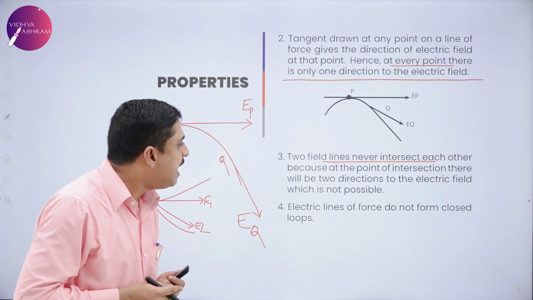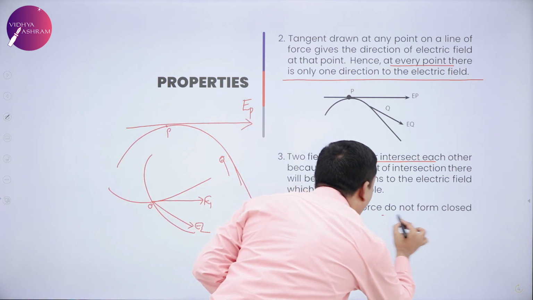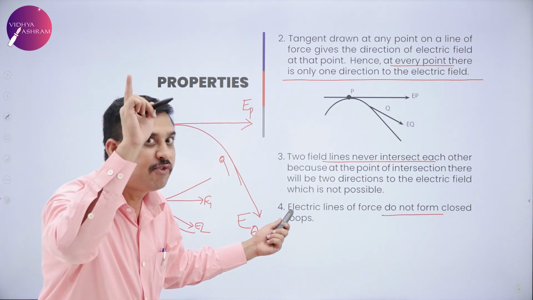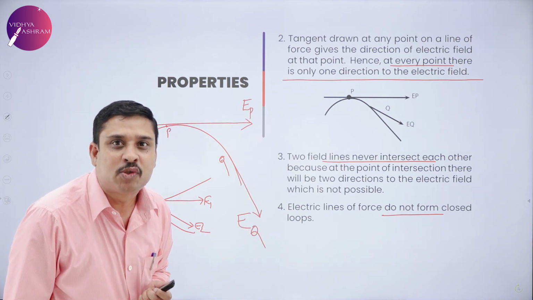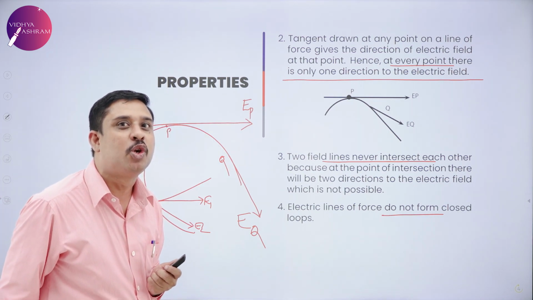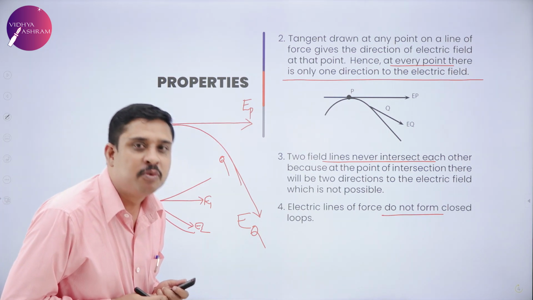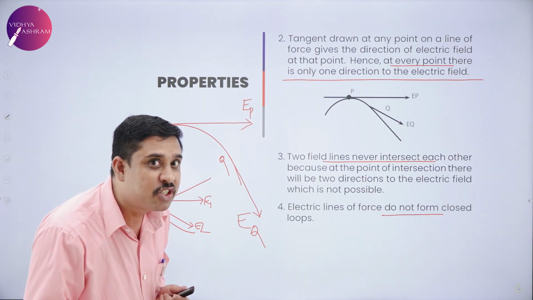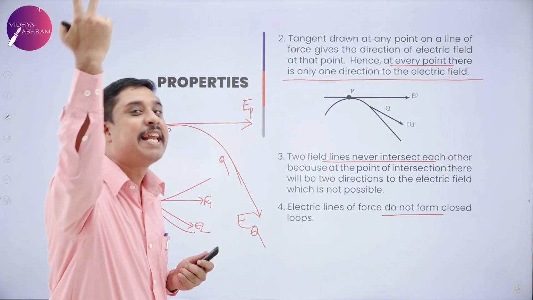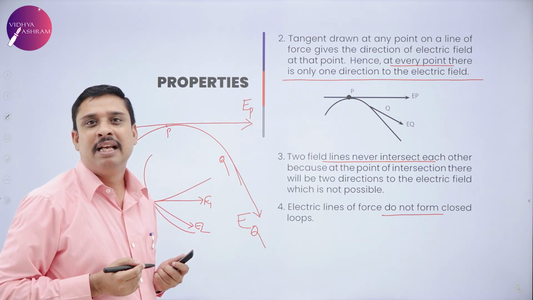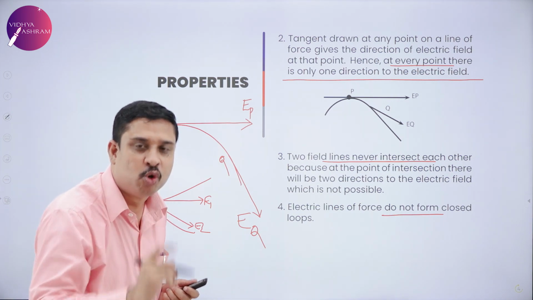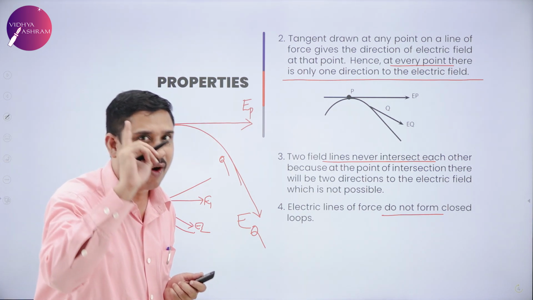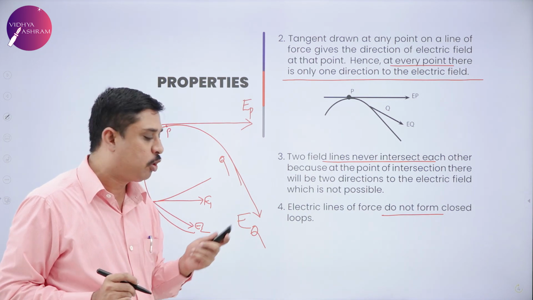Next, electric field lines do not form closed loops, contrary to magnetic field lines. Remember, magnetic field lines form closed loops. Electric lines of force will never form closed loops. Why? If they form closed loops, again there is a possibility of intersection. If there is intersection, again at the common point there are two directions for the electric field, which is not allowed. Therefore, my dear students, please note, electric lines of force do not form closed loops. They do not intersect, and they do not form closed loops.